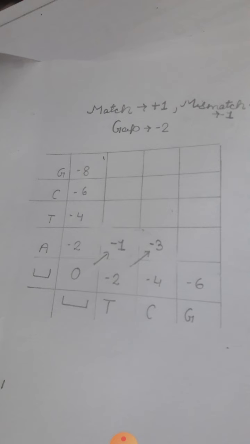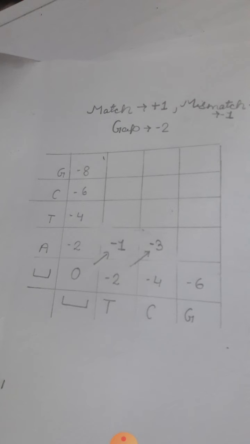We look for match and mismatch. So A and G is a mismatch and the value for mismatch is -1. So -4 plus -1 is -5. So we should look among the three values for which value is the highest. The highest value is -5 and it comes from the diagonal box. So we put -5 in this box and make a diagonal arrow.